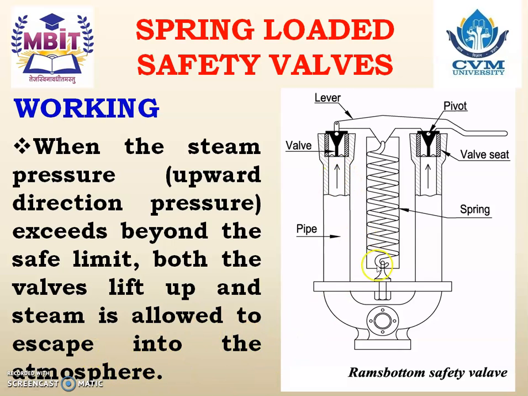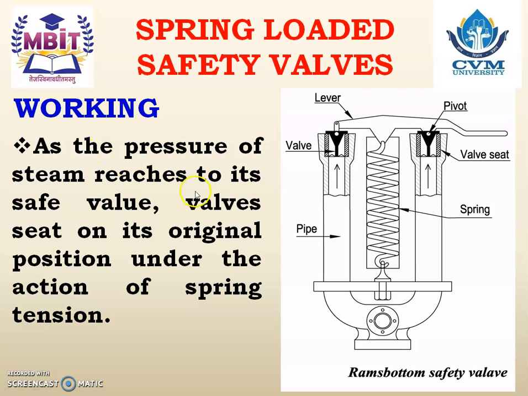So whenever the steam pressure exceeds the safe working limit, then automatically both the valves, that is valve 1 and valve 2, are lifted up. And as the valves are lifted up, the lever is also lifted up and the spring is extended, or the spring is in tension. Now as the valves are lifted up, steam goes out.